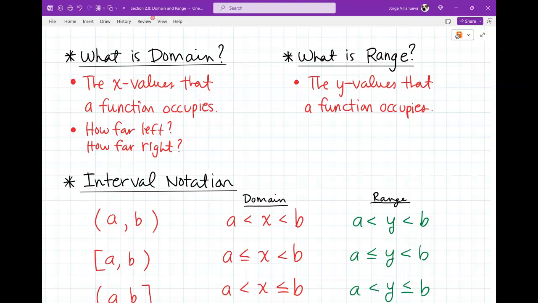The way I think of it is like this. How low? How high? In that order, by the way. When I say how far left, how far right, it literally has to be in that order. You have to do left first, right second. For range, low to high. Have to do it in that order, or else you're writing it backwards.